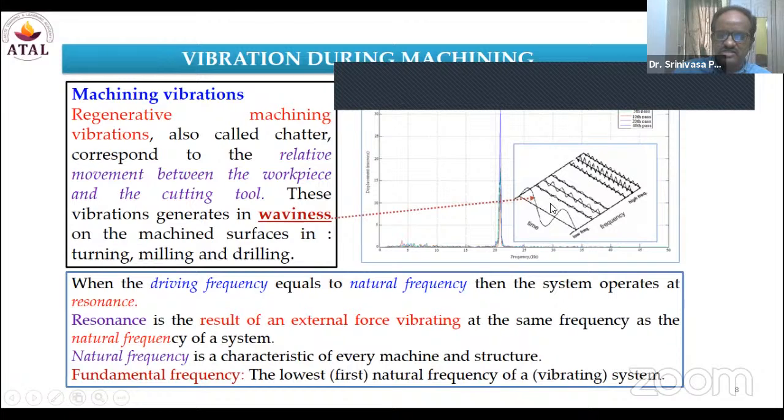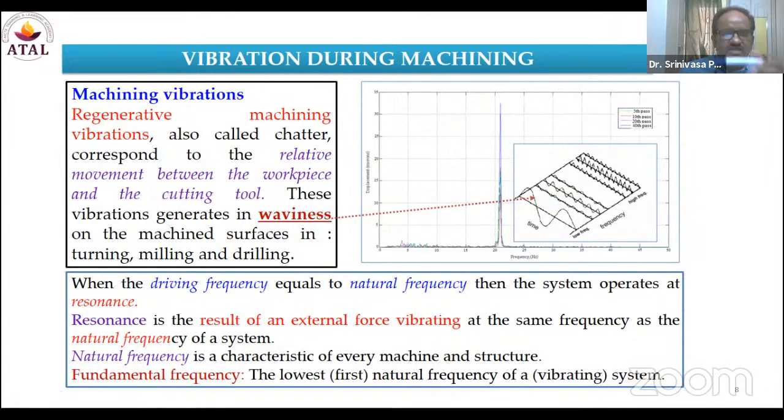This is called the waviness. Remember, whenever natural frequency matches with the driving frequency, resonance will occur. That is where you will experience the regenerative chatter, excessive sound. You cannot hear it with your ears.